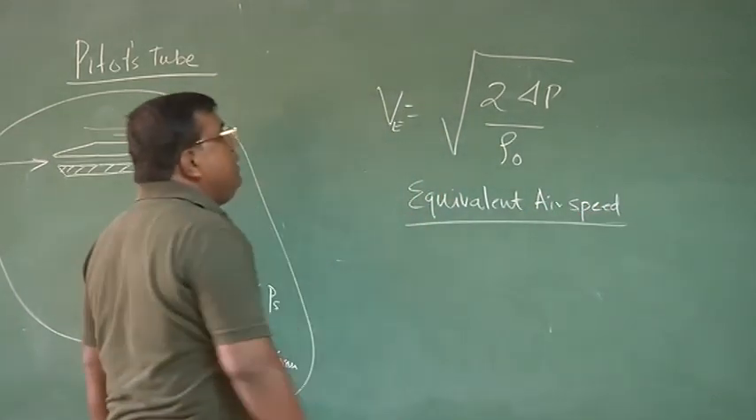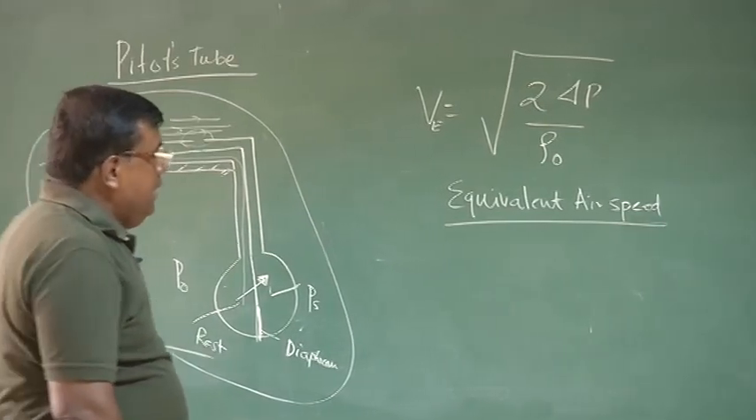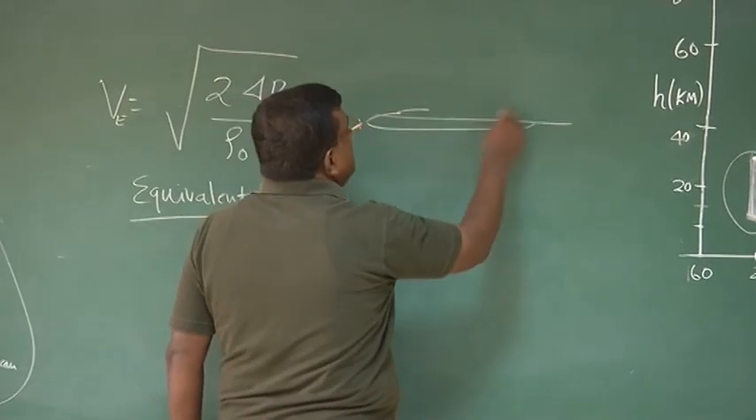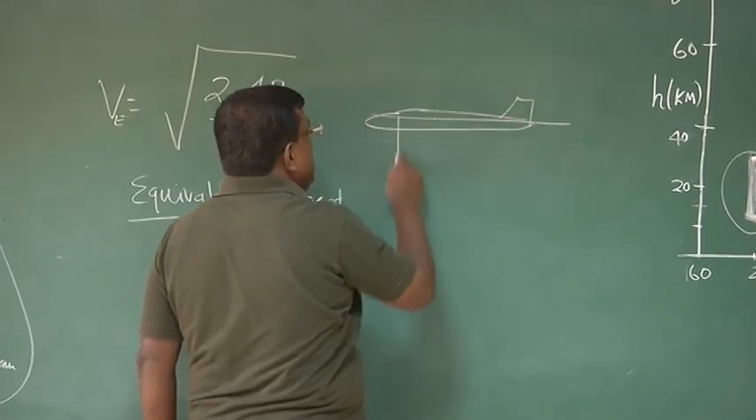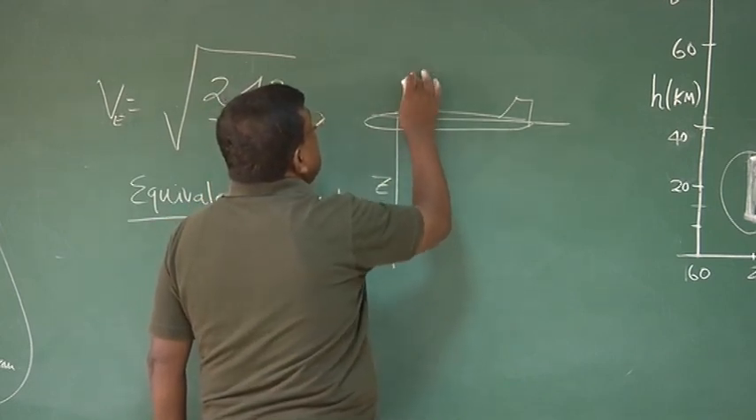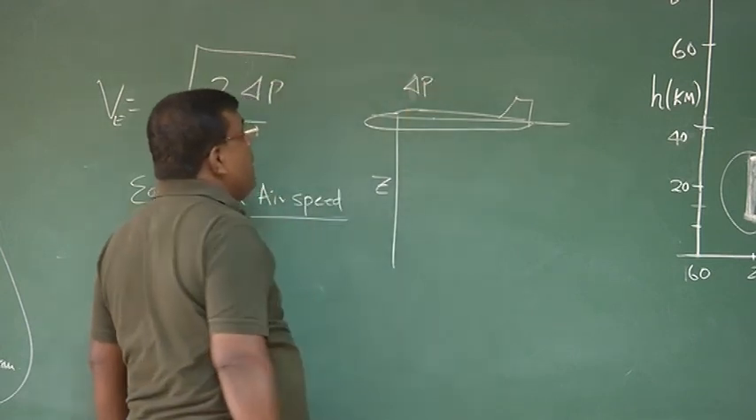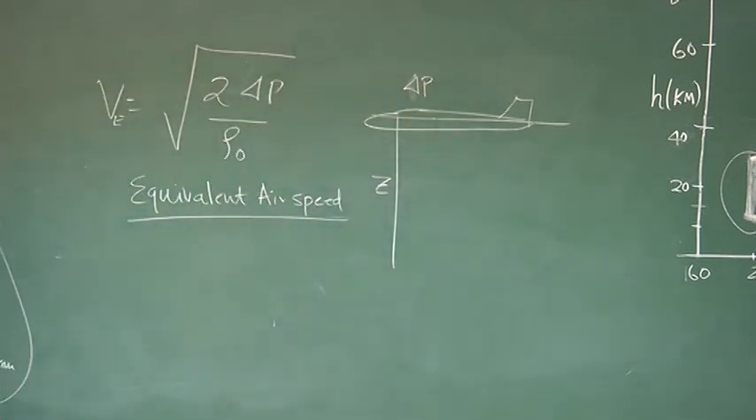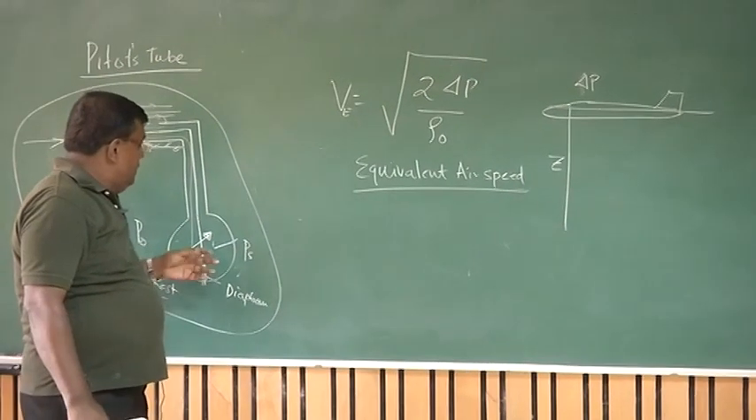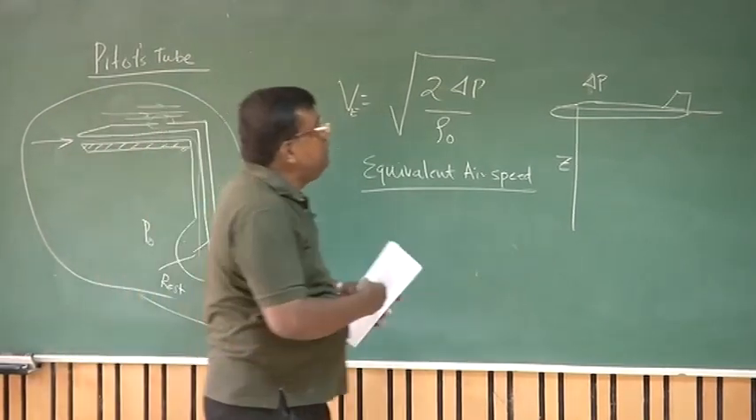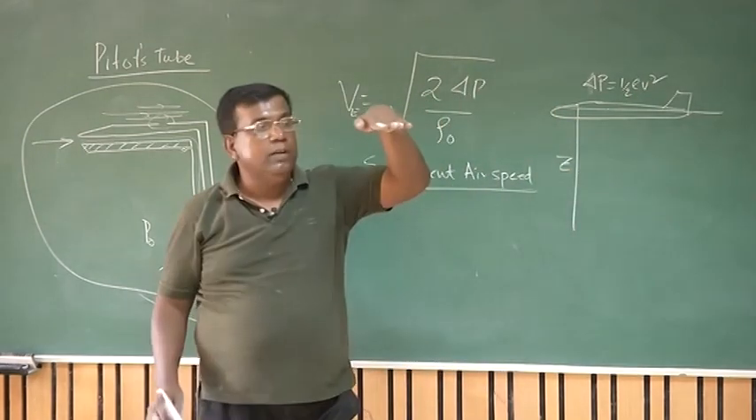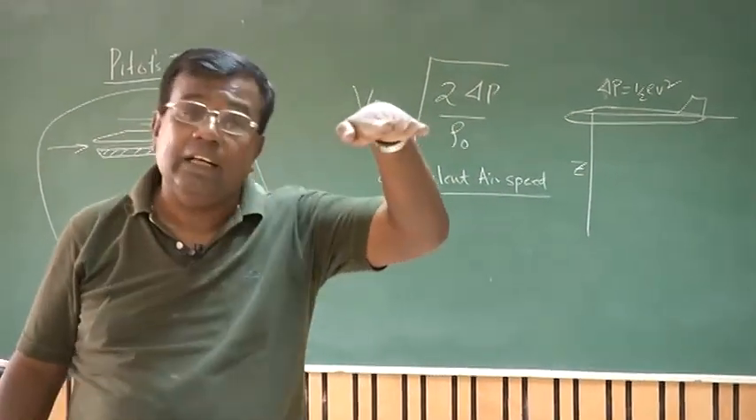What is the physical meaning of this equivalent airspeed? Suppose an airplane is flying at this altitude, say some altitude Z, and it is sensing the differential pressure delta P. Possible? That is, I am flying at altitude Z and the instrument is sensing the differential pressure delta P, which is nothing but the dynamic pressure. I am flying at this altitude and I am sensing the dynamic pressure at that altitude.